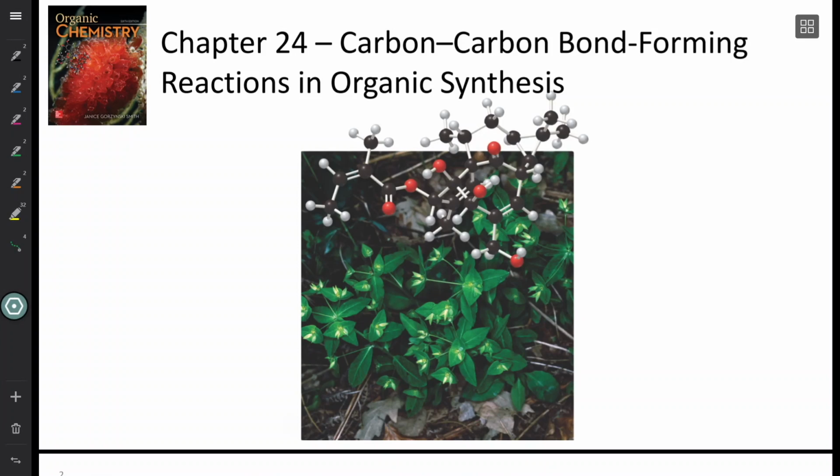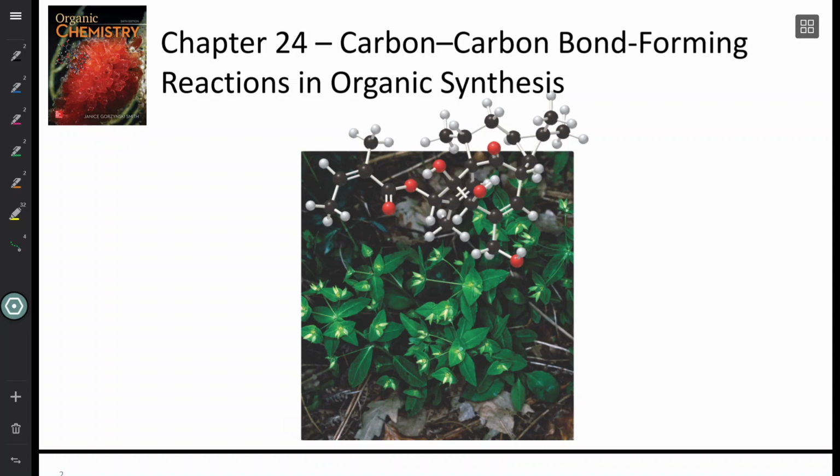This is chapter 24, carbon-carbon bond forming reactions in organic synthesis. Now this is kind of a funny chapter for you guys because it does cover a lot of advanced topics that I certainly do not expect you to delve into and understand every facet of all of these reactions, but it's important for you to see them because these represent maybe the majority of the chemistry that has been developed more recently. So all the chemistry that we've talked about is all relevant and still used today.